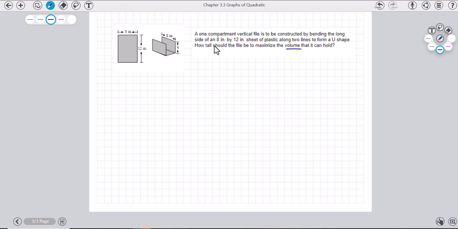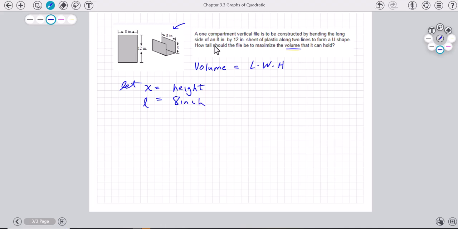So this is using the volume formula, which if you remember, is the length times the width times the height. Just for sake of doing this as an equation, I'm going to let x equal the height. So x is the height. The length I can see in this case is 8 inches.